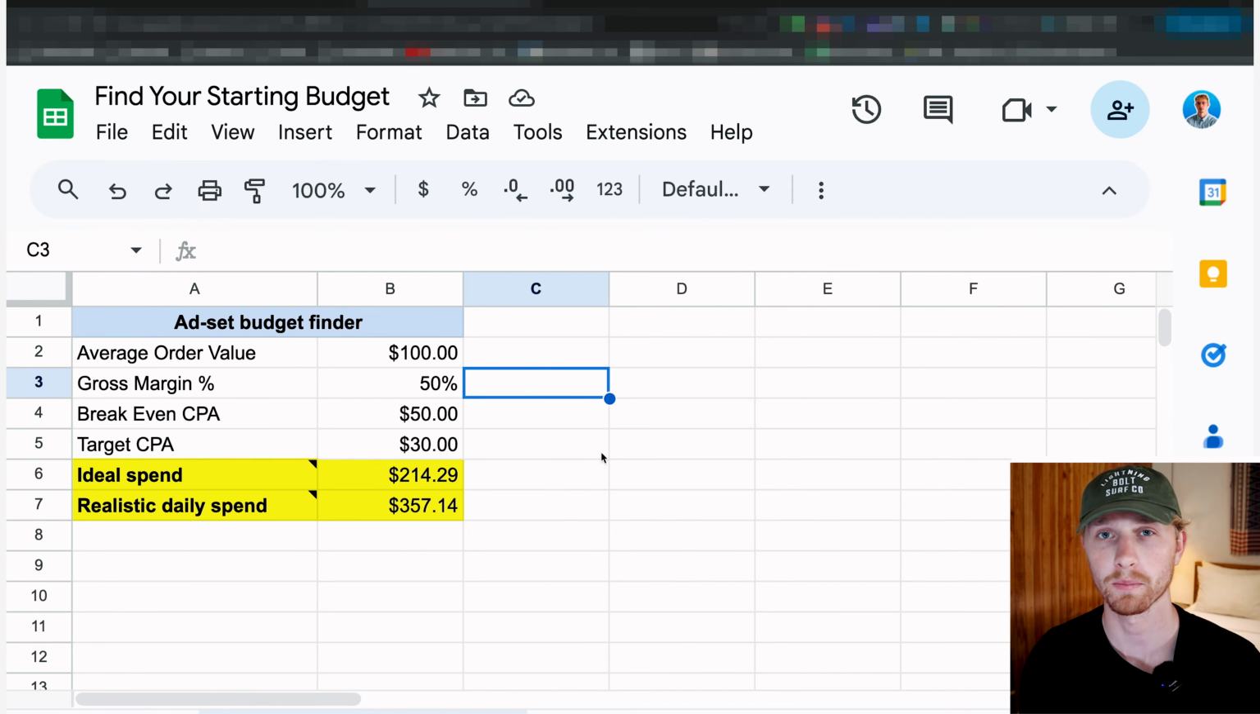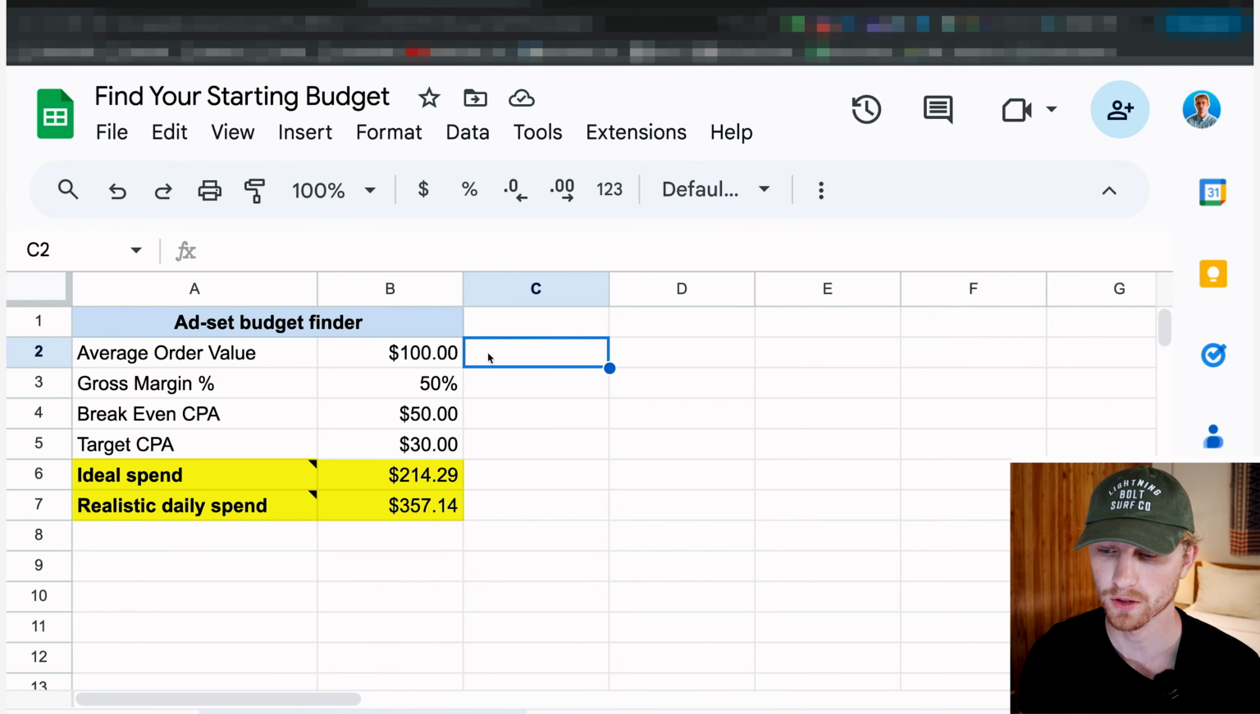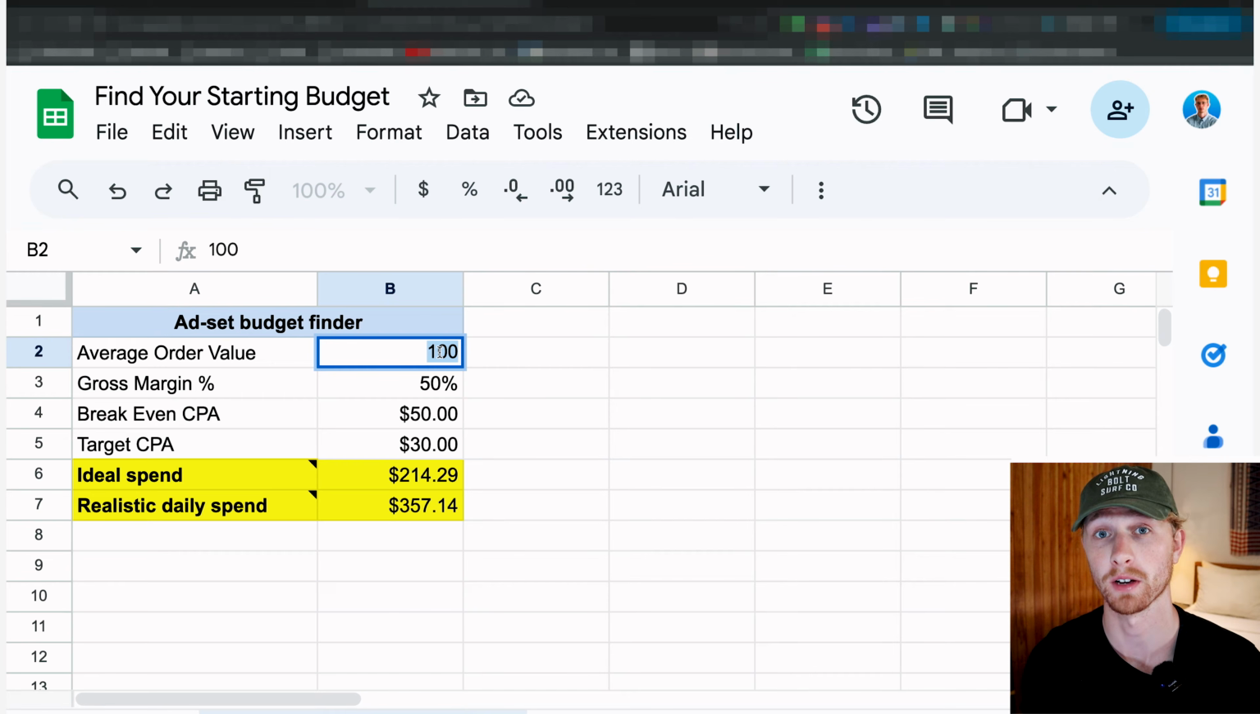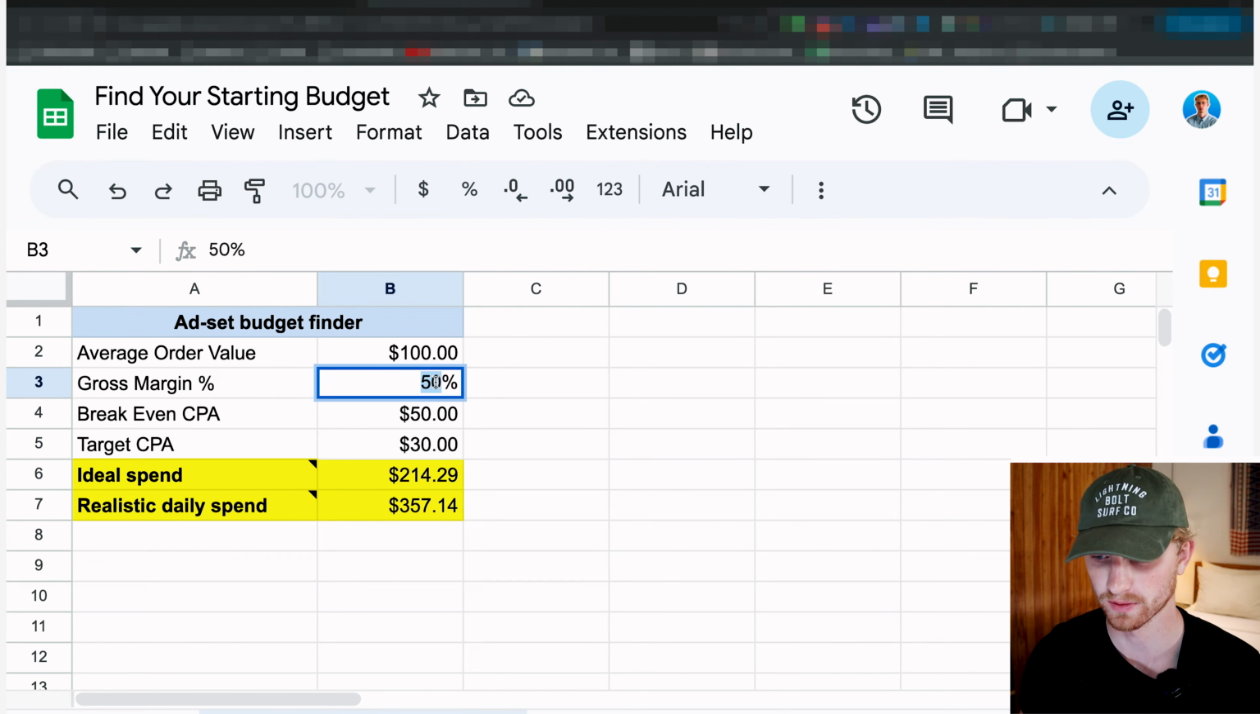So in order to help you find the specific amount that you should actually put into your campaign, I just set up a very simple budget finder in Google Sheets. So if you want to get access to this, just click the link in the description and I'll send it to your inbox. All you need to put in here is your average order value. So the average amount that people spend when you actually get them into your store and the gross margin of that spend.